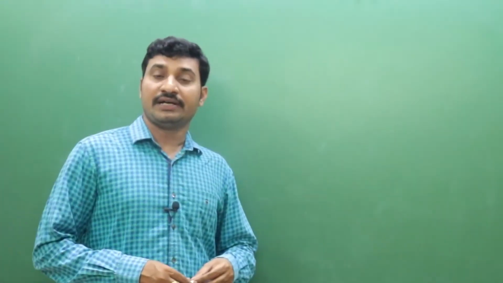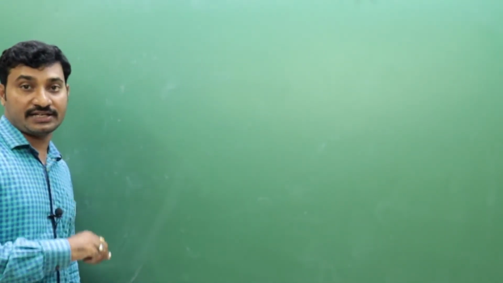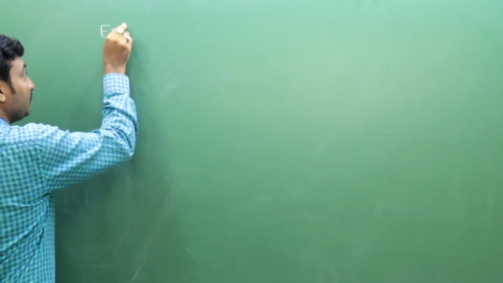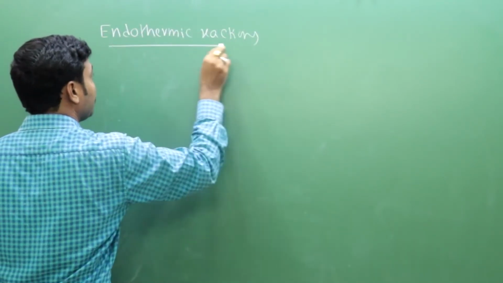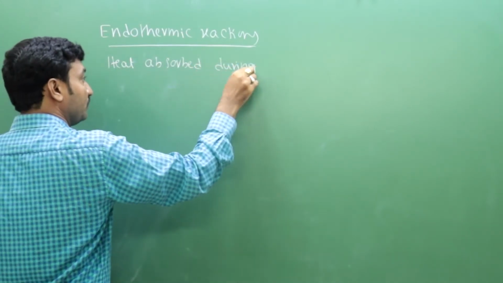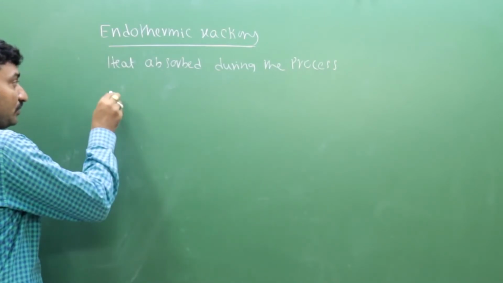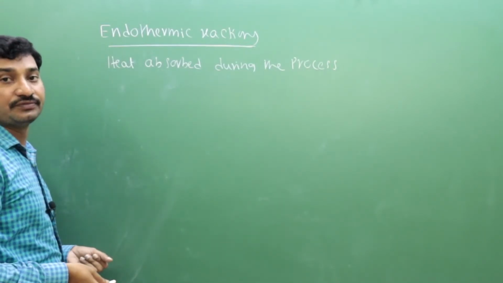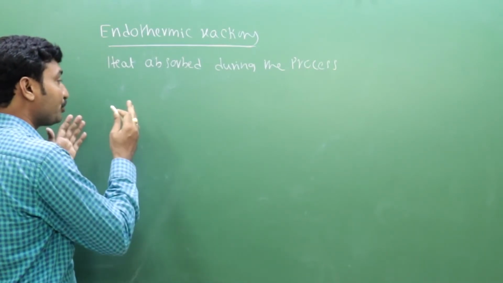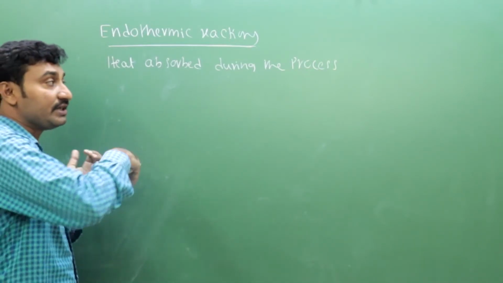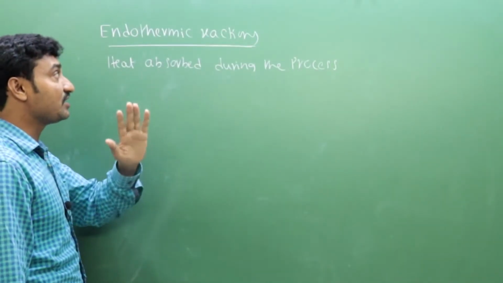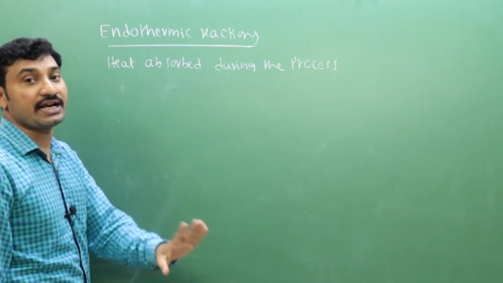Okay, let us discuss endothermic reactions. We already discussed what an endothermic reaction is: heat is absorbed during the process. The best example is melting of ice. To melt ice, some amount of heat is absorbed. So an ice cube absorbs some heat and is converted into water. So melting of ice is an example of an endothermic reaction.